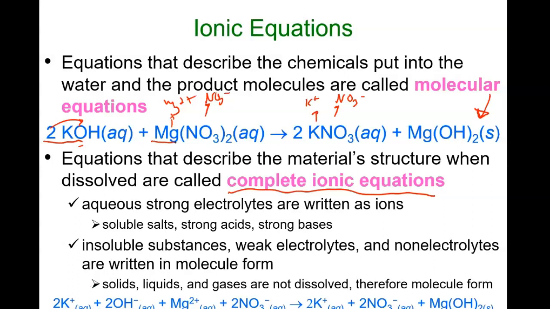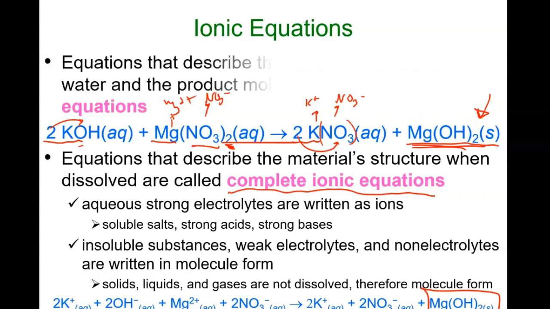Here's your Mg. You have 1 Mg with a charge of 2 plus, 2 nitrates, 2 Ks, and again 2 nitrates, because it's like the distributive property when you multiply it through. Then we looked at the solubility table, and this one doesn't come apart, and therefore it stays together as a solid. That's the complete ionic equation.